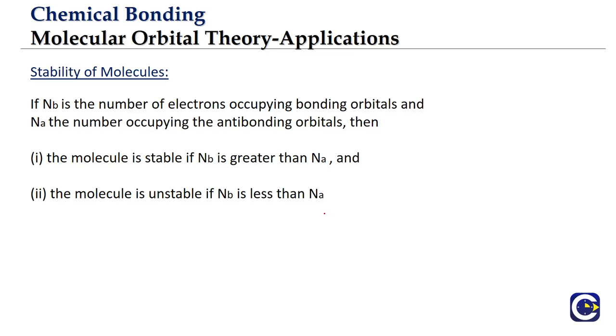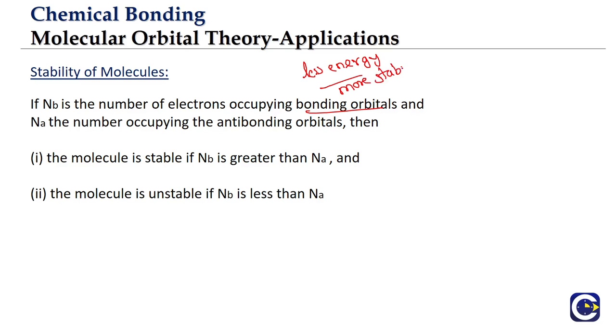So one of the first applications of the molecular orbital theory is that the electronic arrangement in the molecular orbitals will be able to provide insight on the stability of the molecules. If you look at the electrons in molecular orbitals, we have the electrons occupying either the bonding orbitals or the anti-bonding orbitals. Bonding orbitals have less energy, and that is associated with more stability.